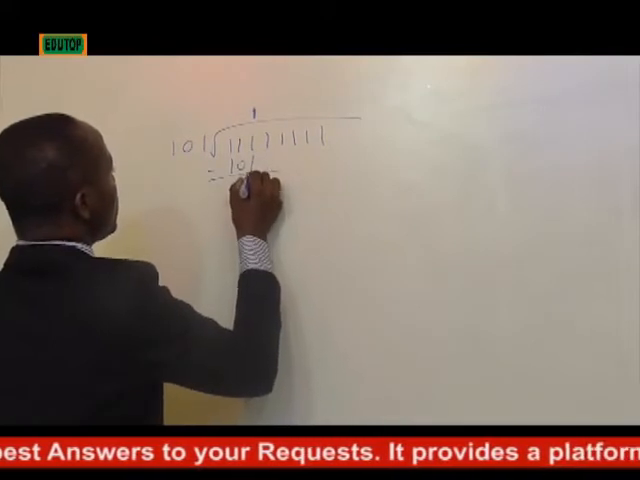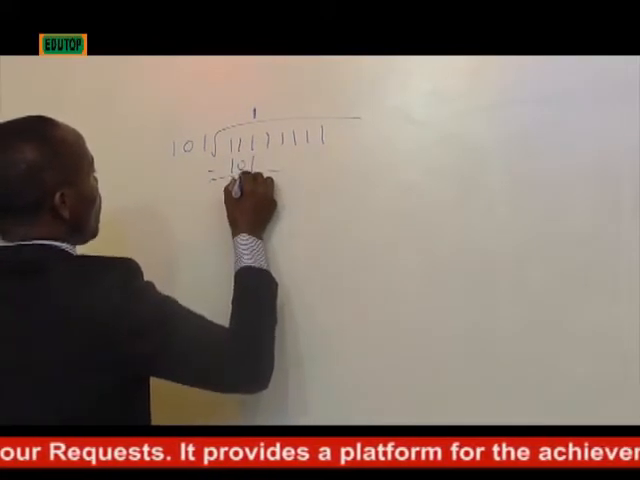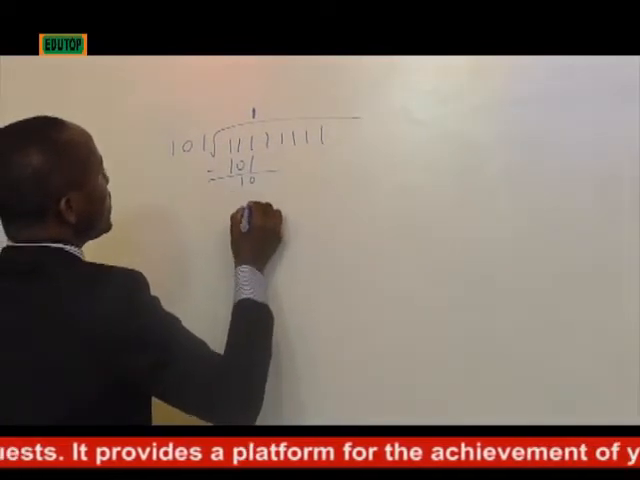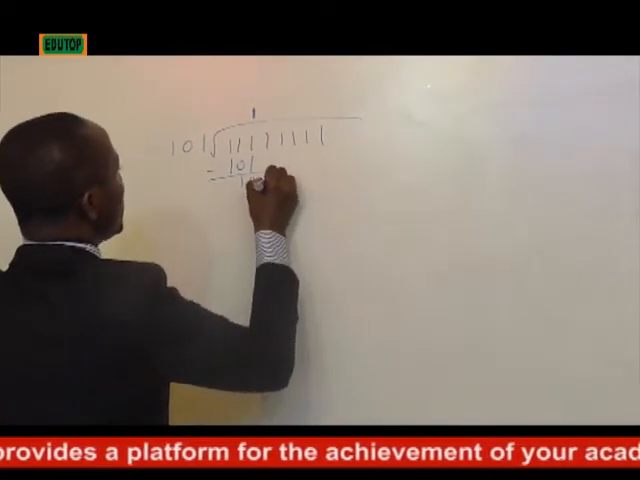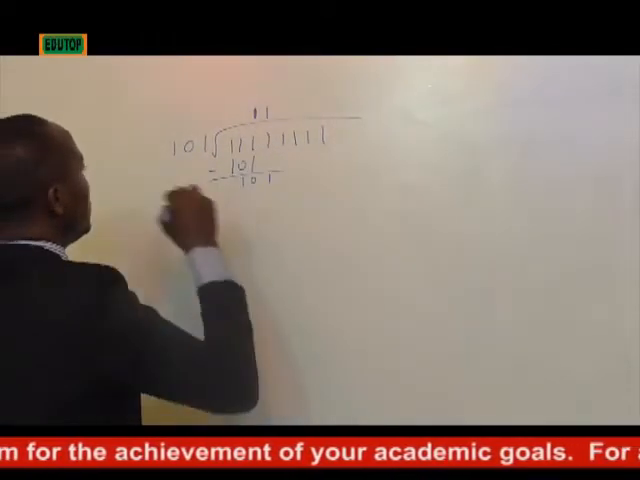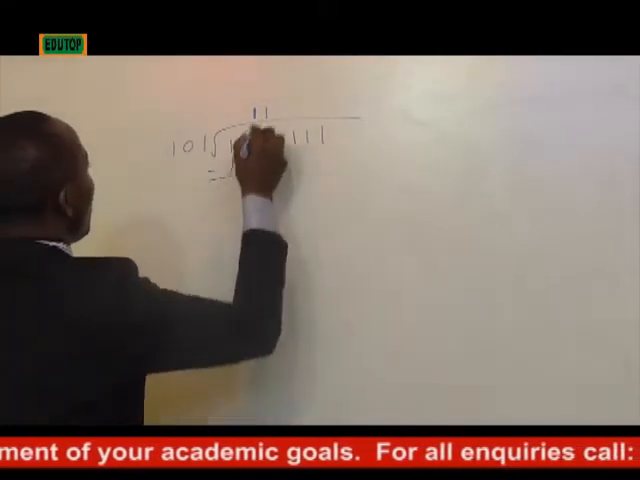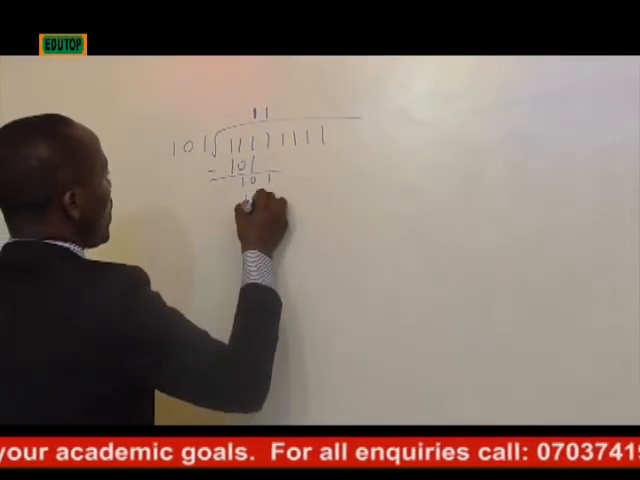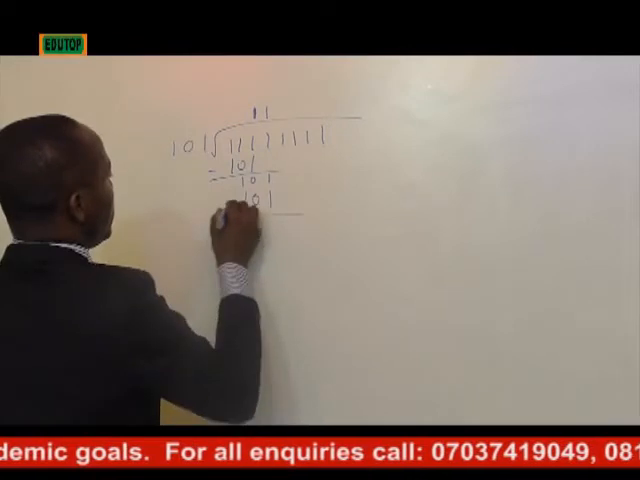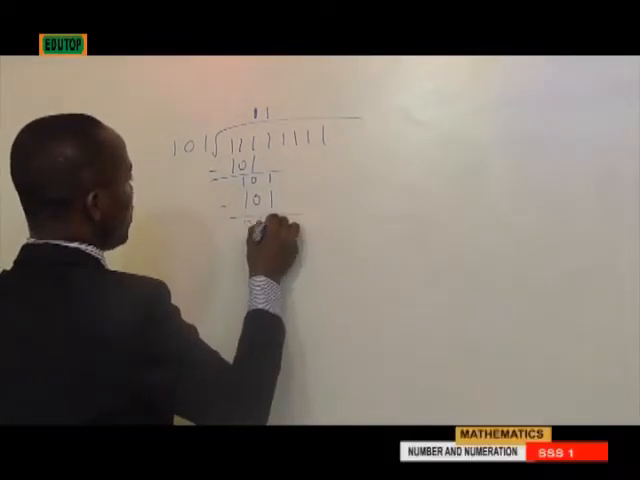When we subtract this, 1 minus 1 is 0. 1 minus 1 is 0. 1 minus 0 is 1. 1 minus 1 is 0. We bring down this 1. 101 divided by 101 will give us 1. Then if you multiply 1 times 101, it will give us 101. On subtract, we'll be having 0.